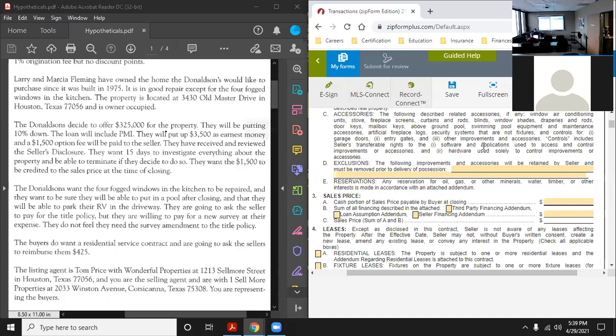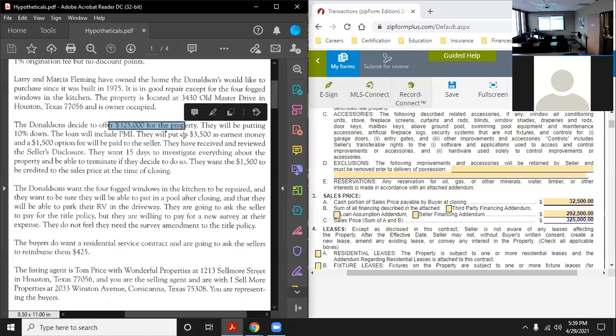However, it does say here the Donaldsons decide to offer $325,000 for the property. They will be putting 10% down, which is $32,500, and then if you subtract $32,500 from $325,000, you end up with $292,500. So that is how you would get those numbers. Just looking right here, they decide to offer that much, and then they are putting 10% down in cash, which is what this goes to.